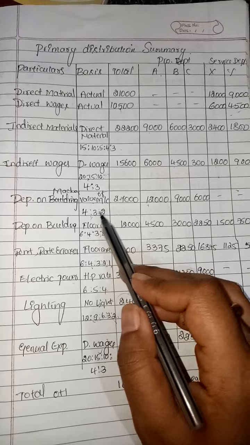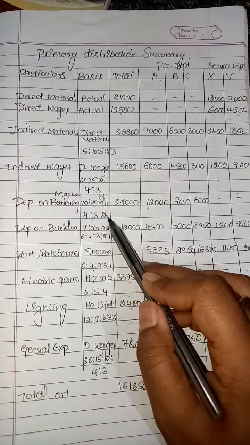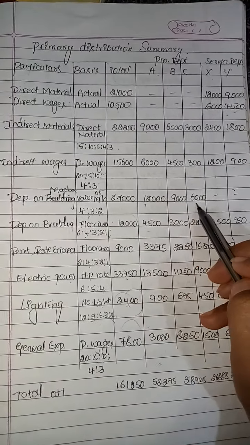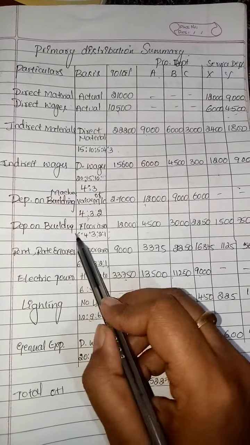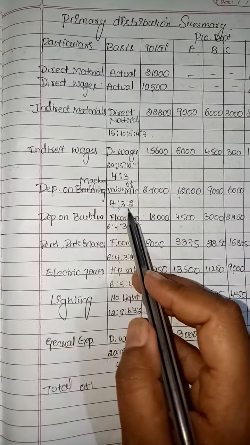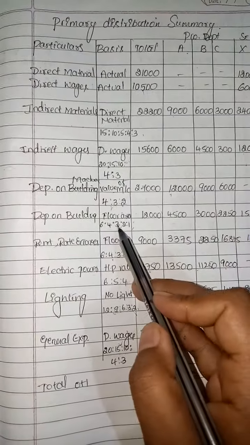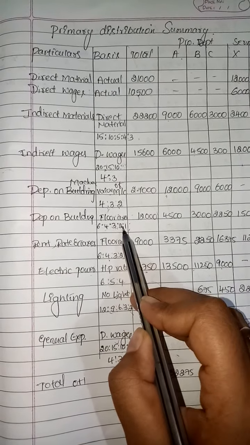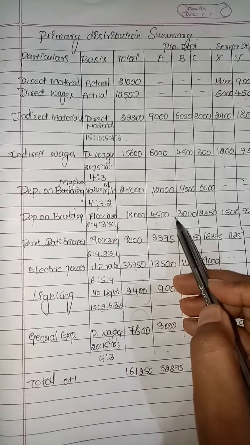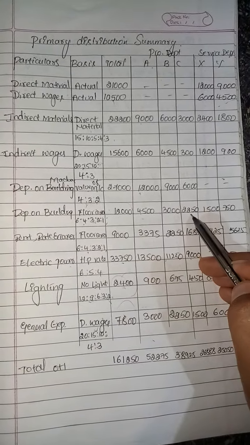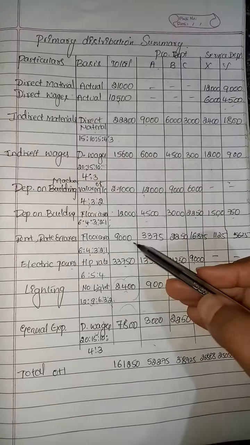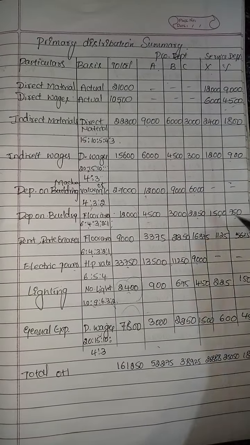Value of machinery 4:3:2. So 4 plus 3 is 7, 7 plus 2 is 9. Then 27,000 into 4 divided by 9 gives 12,000. 3 divided by 9 gives 9,000. 2 divided by 9 gives 6,000. And depreciation on building: 6 plus 4 is 10, 10 plus 3 is 13, 13 plus 2 is 15, 15 plus 1 is 16. 12,000 into 6 divided by 16 gives 4,500, 4 divided by 16 gives 3,000, 3 divided by 16 gives 2,250, 2 divided by 16 gives 1,500, 1 divided by 16 gives 750. Like that we need to apportion the total values to each department.